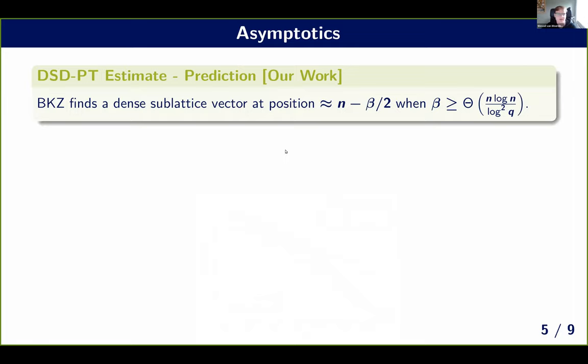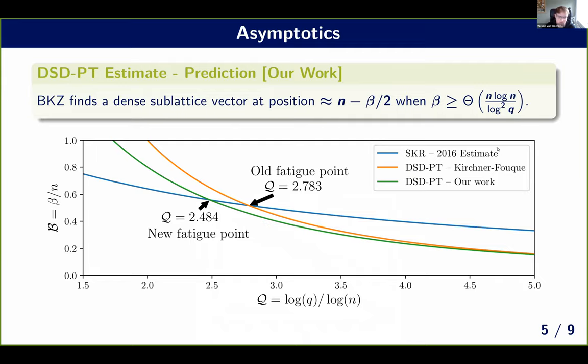So our main result is that BKZ finds a dense sublattice vector at position n minus beta over 2, so that's kind of the middle block, when beta is at least this quantity. And this is the same as for Kirchner and Fouque. However, if you look closer at the constants, then we do improve on their result. And this means that the fatigue point lies asymptotically at n to the power 2.484.